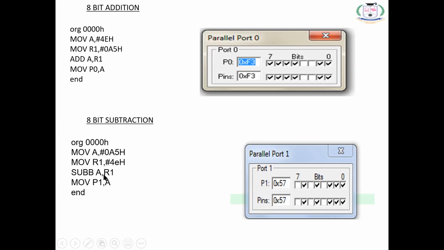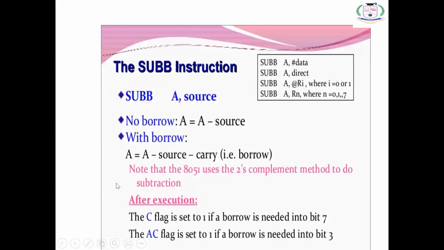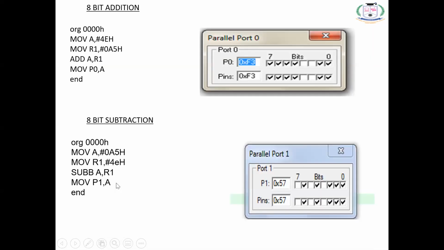Which port am I moving that value to, ma'am? Port 1. You can see 57. 5 means 0, 1, 0, 1. And whenever the bit is 1, it is shown as a tick. 7 means 0, 1, 1, 1. This is my answer. Are you clear? I have put END; END is the end of the program.